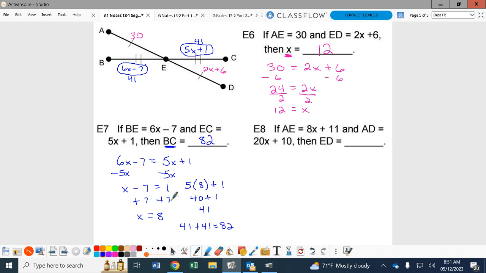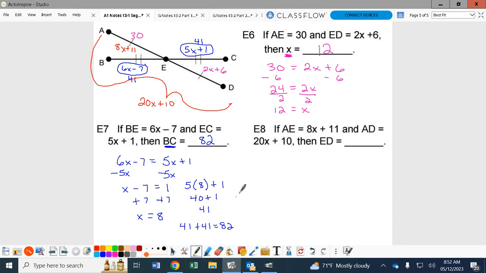Okay, let's switch colors. Let me try to set it up. AE is 8x plus 11. And AD is going to be 20x plus 10. Anybody willing to give us their equation?